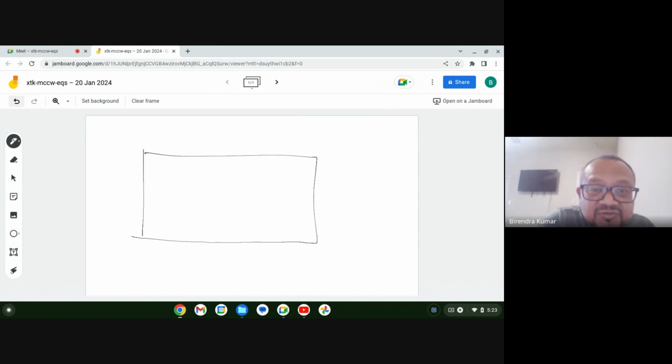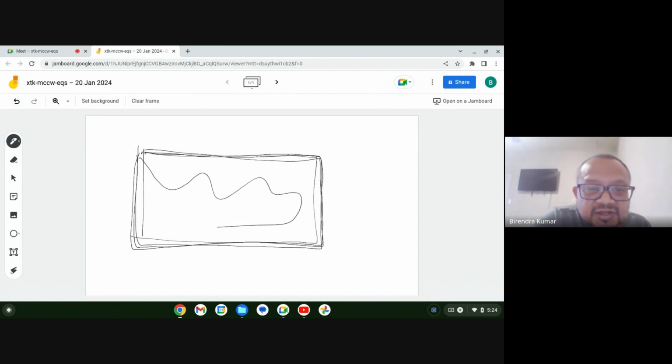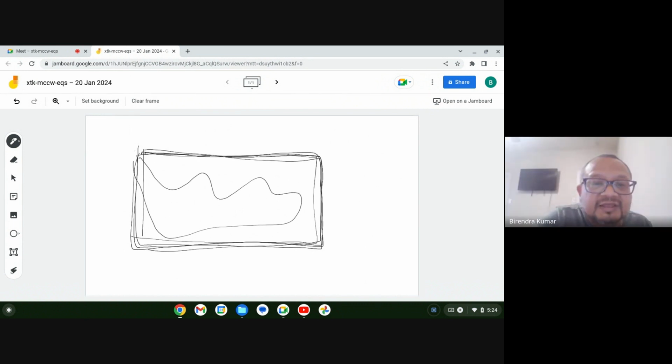Perimeter is nothing but the total boundary. If I start from here, if I want to walk along the boundary of my farm, the total length from here to here, here to here, here to here, here to here. And remember, I'm just walking along the boundary. I'm not going here, here, here, and then coming here. I'm only walking along the boundary. That is what is called perimeter for any shape.